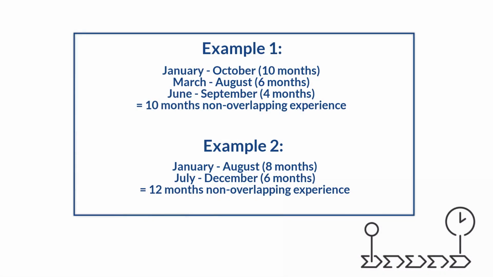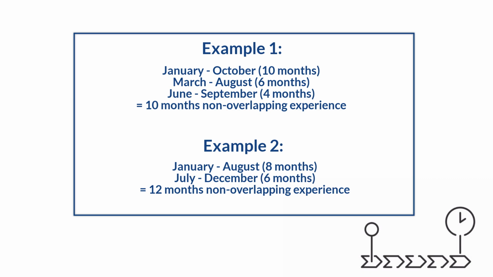Example 1, for APPM Level 1, 12 months of experience is required. You have a project that takes 10 months from January to October, another project that lasts 6 months from March to August, and a third project that lasts 4 months from June to September. For the purposes of the short form, there are only 10 months of non-overlapping experience, January through October, because the time period of the last 2 projects overlapped completely with the first one. In this case, the applicant would fall short by 2 months.